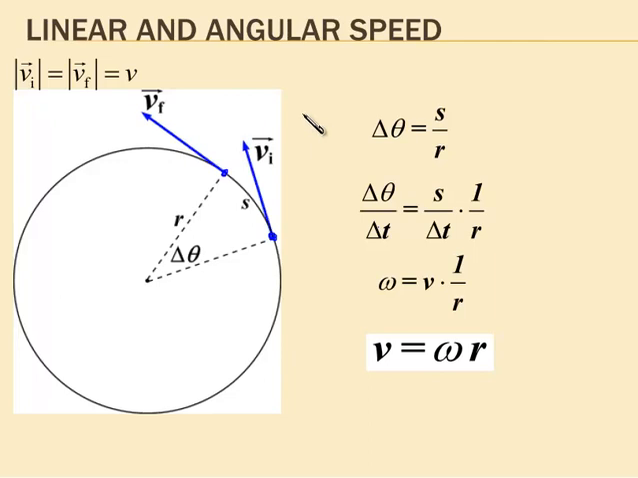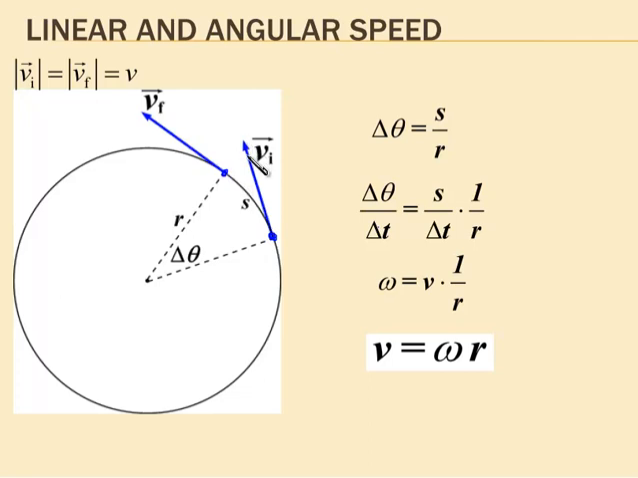Welcome back. In this video we continue our development of a mathematical model for uniform circular motion. In this diagram we're depicting the motion of a particle traveling around in a circle with uniform circular motion. So at some point in time the particle is here, and then some time later the particle is at this point. So here the particle has some initial velocity and here it has some final velocity.